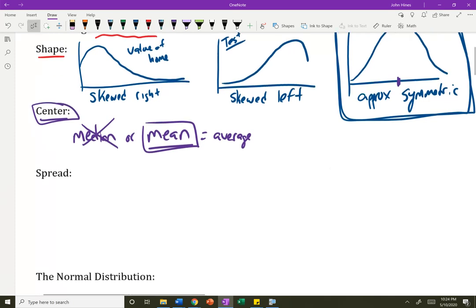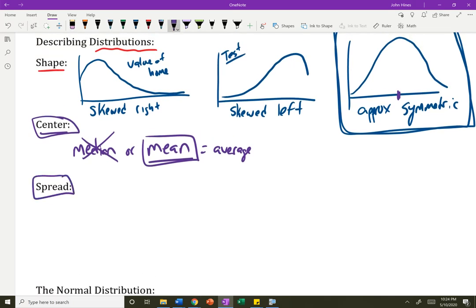That one you know. The spread is going to be a little bit new. The spread measures variability. The spread is a measure of variability in our data.